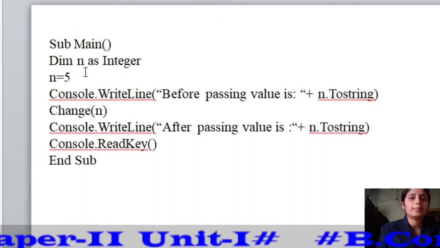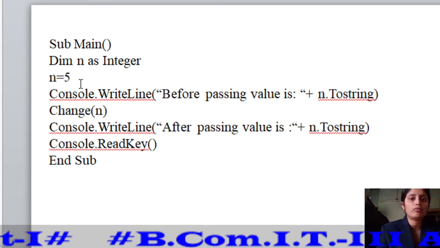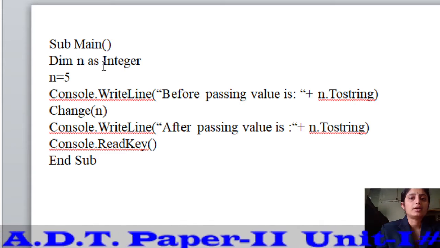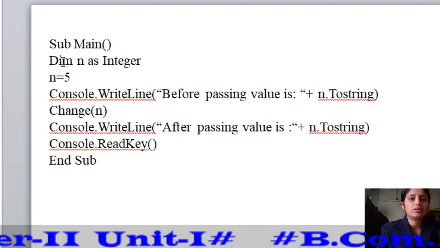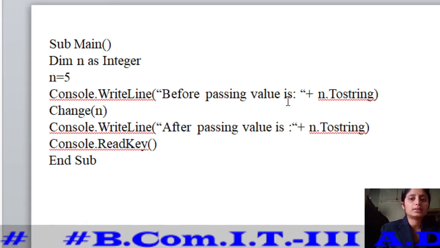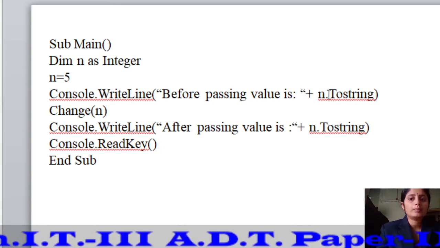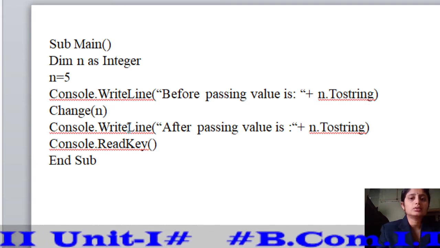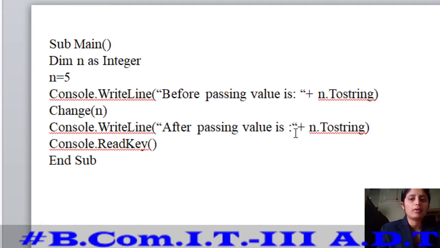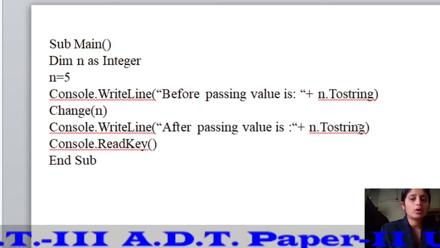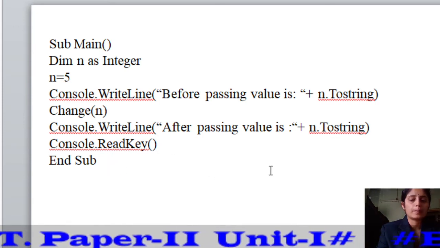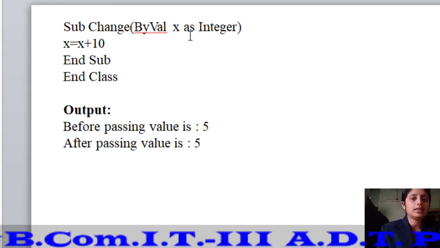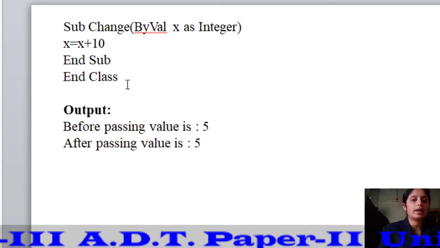Sub Main. Dim n As Integer, n = 5, means the value 5 is assigned to the variable n. The variable n has the data type Integer. Dim is the keyword. Console.WriteLine("Before passing value" + n.ToString). Here plus is the concatenation operator. Then ChangeByValue(n). Console.WriteLine("After passing value" + n.ToString), Console.ReadKey, and End Sub. Sub ChangeByValue(ByVal x As Integer), x = x + 10, End Sub and End Class.